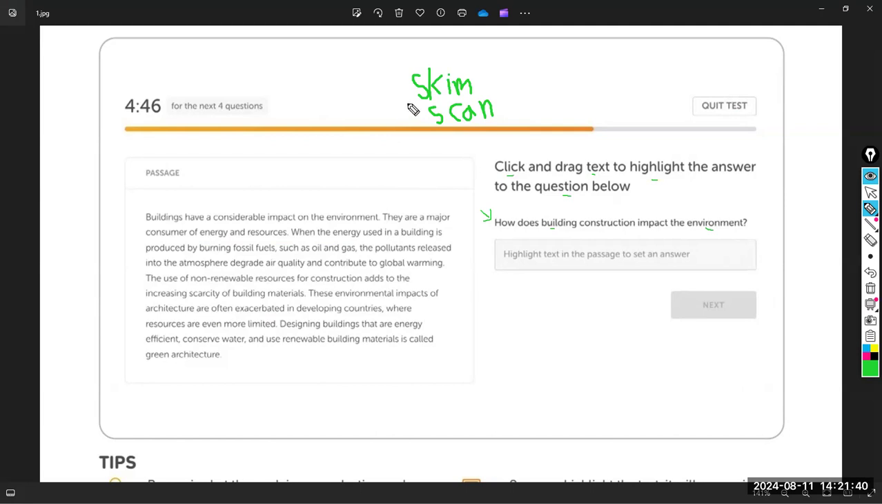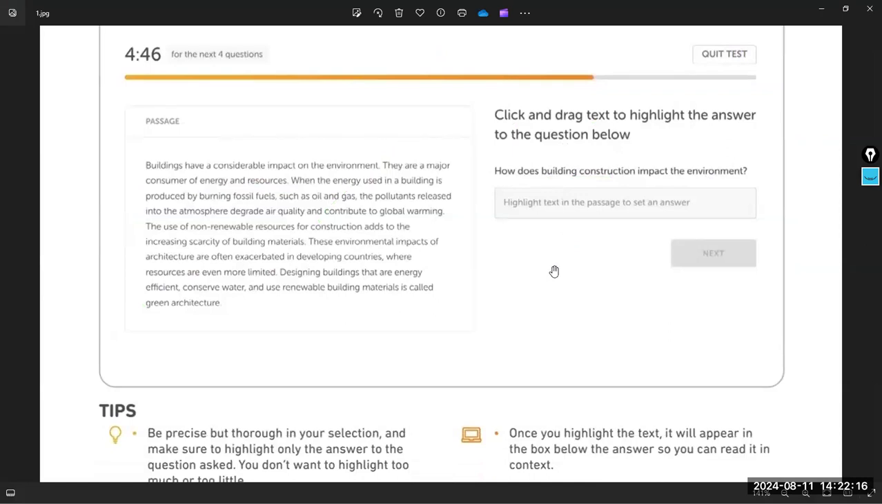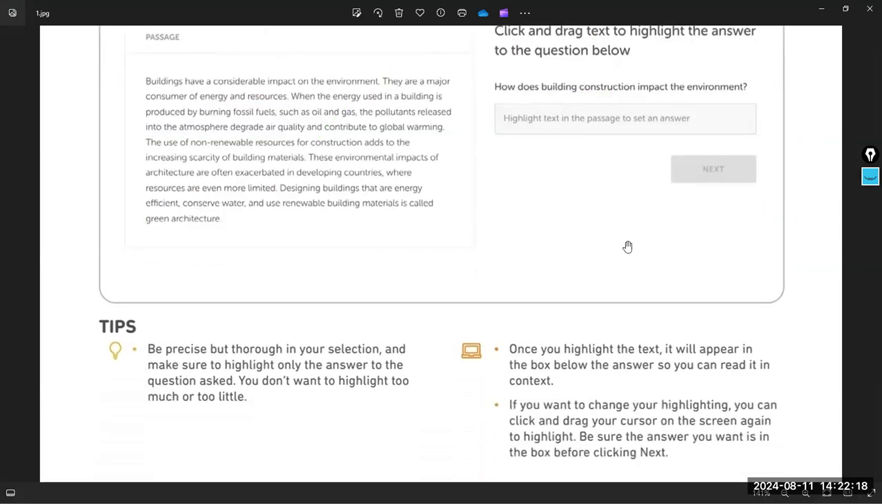Okay, the meaning of skimming is to read fast to get the main idea of the passage. But scan means to read fast to look for specific information. And if you want to look for specific information, you have to look for the keywords that are mentioned in the question. So please consider these 2 skills because it is really important. And now in highlight the answer, I have to scan because I have to read fast just to look for specific information only.